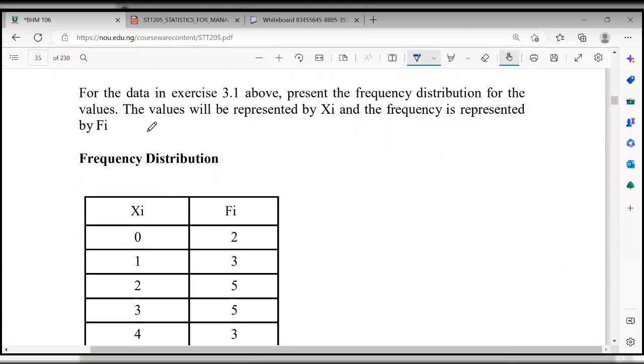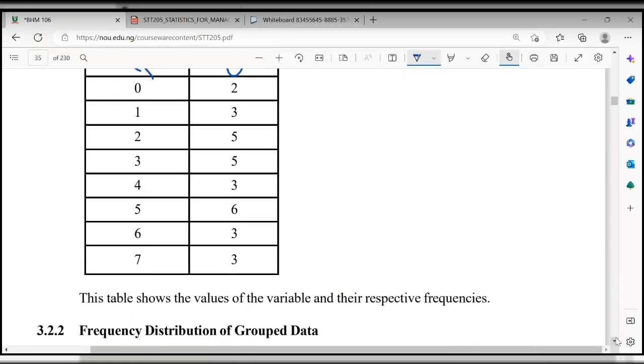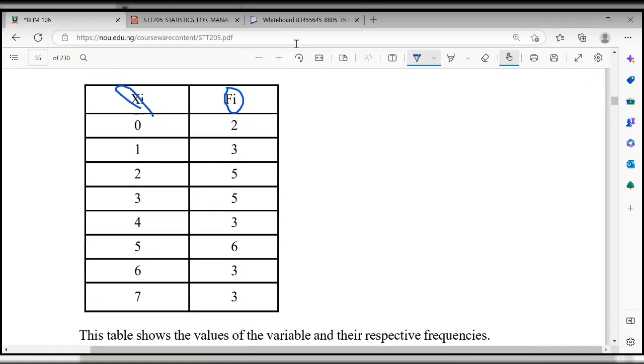Now we have an example. For the data in example exercise 3.1 above, present the frequency distribution for the values. The values will be represented by xi, which is this, and the frequency is represented by fi, which is this. So what this means is that 0 appears twice, 1 appears 3 times, 2 appears 5 times.